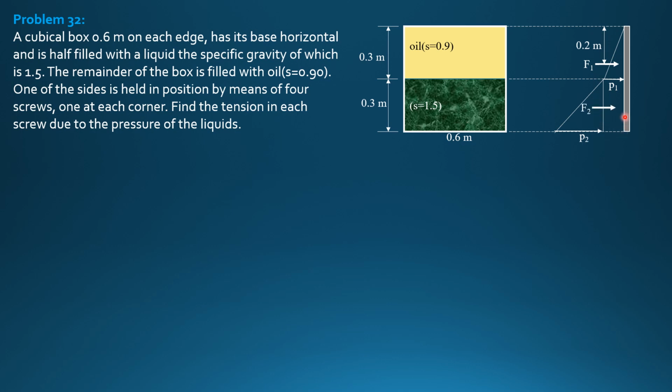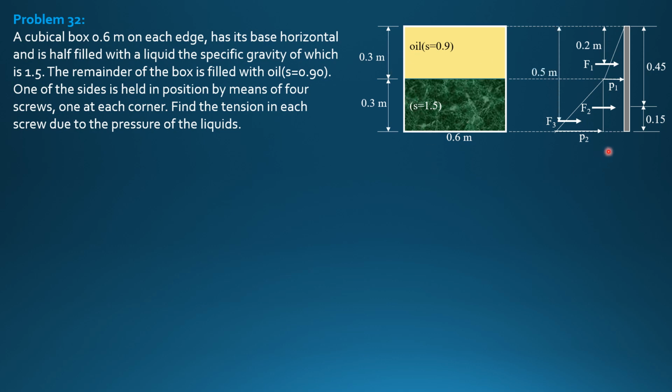This is F2. This is a rectangular pressure diagram, so its location from the top is 0.15 plus half of 0.3, 0.15 plus 0.3, 0.45 from the top. So it is 0.15 meter from the bottom. Then F3, this triangular pressure diagram, 1/3 of 0.3 is 0.1 from the bottom, 0.2 plus 0.3, so 0.5 meter from the top.